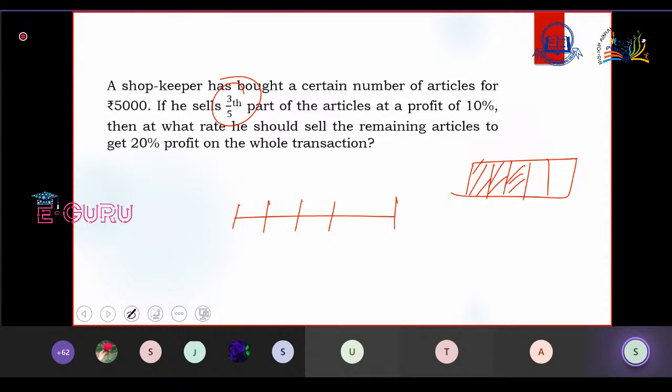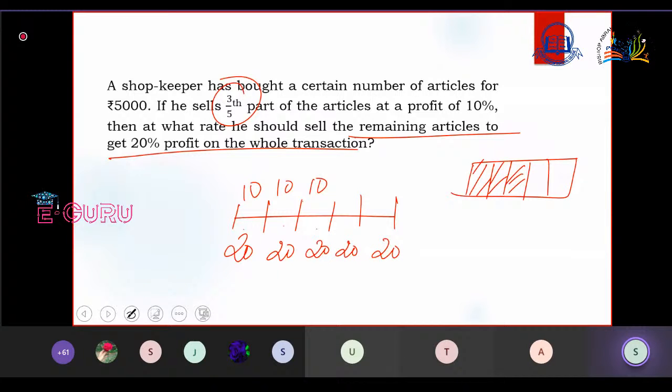So I am just drawing 5 partitions here, 1, 2, 3, 4 and 5. It is given that if he sells 3/5 part of the article at a profit of 10%, that means out of 5, 3 parts are selling at a profit of 10%. So we can write 10, 10, 10 here. At what rate he should sell the remaining article to get 20% on the whole transaction? So overall he needs 20%, means all the parts he needs 20.